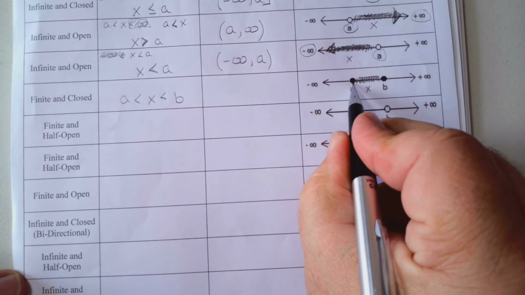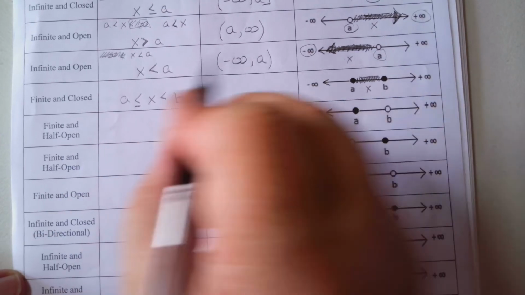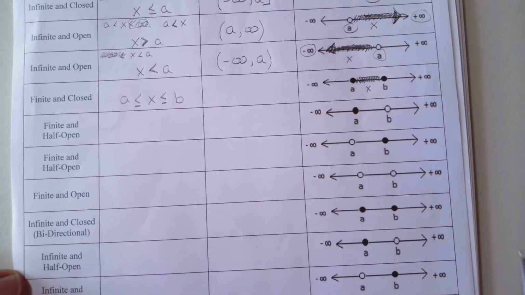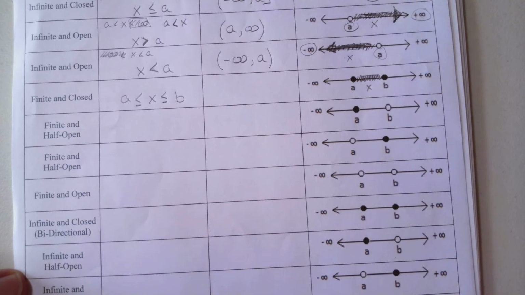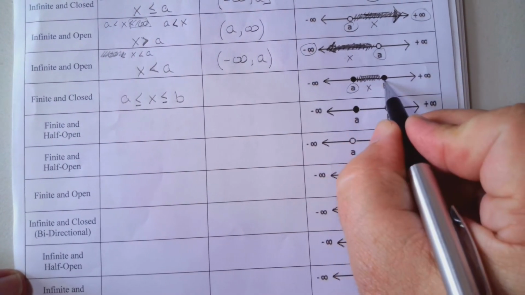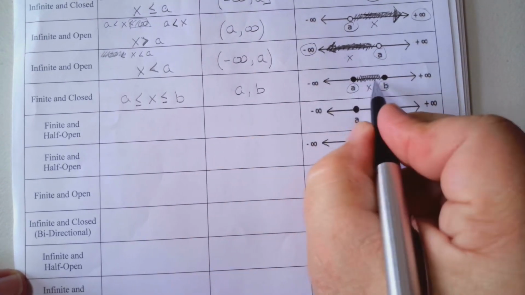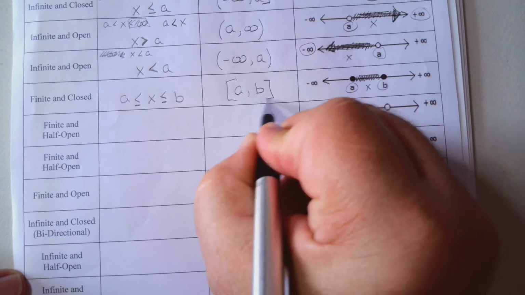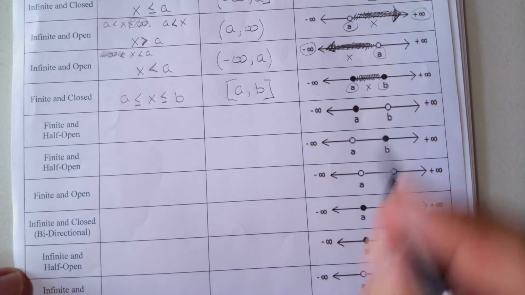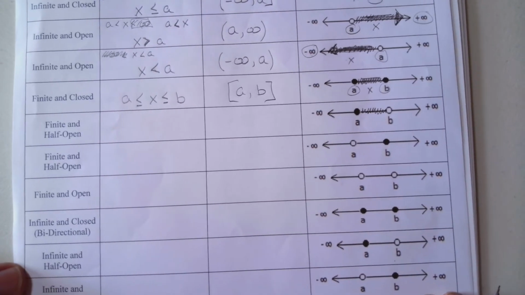Now, since it's a solid dot on A, put a line. It's a solid dot on B, put a line. And there you go. For interval notation, go to the endpoints. They're both solid, so it's bracket, bracket. Between these two.